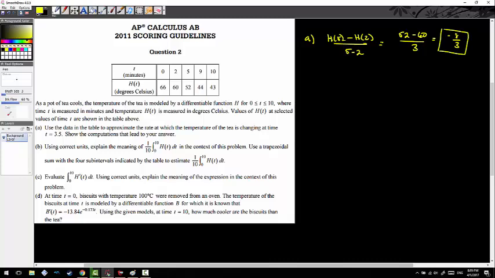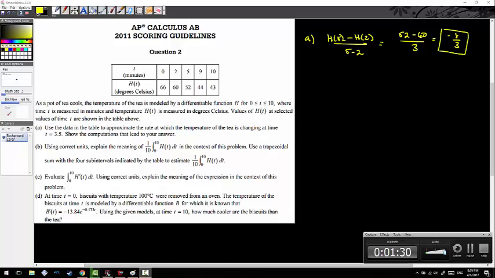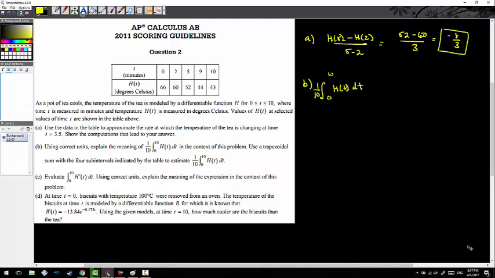Next thing, we're going to go ahead and use correct units. We have to explain the meaning of the expression in the context of this problem, and then we're going to use a trapezoidal sum with 4 subintervals to estimate the value of this integral right here. So let me go ahead and set up the graph real quick. Okay, for part B, let's take a look at what part B represents.